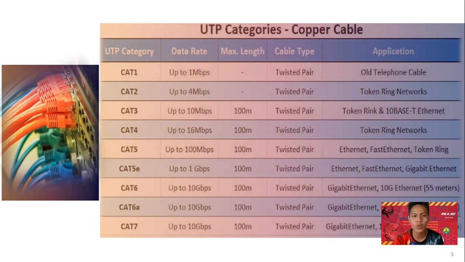So Cat3 is up to 10 Mbps. Maximum length is 100 meters, twisted pair, token ring, and 10BASE-T Ethernet. So Cat4 is up to 16 Mbps, 100 meters, twisted pair, token ring networks. So commonly we are using Cat5, up to 100 Mbps, 100 meters, Ethernet, Fast Ethernet, and token ring.